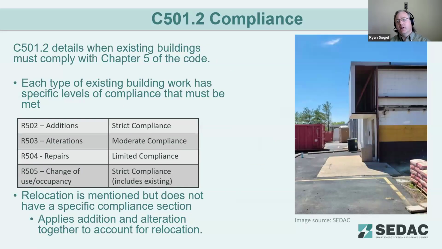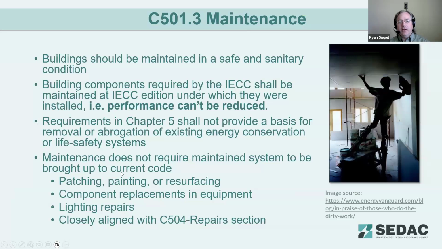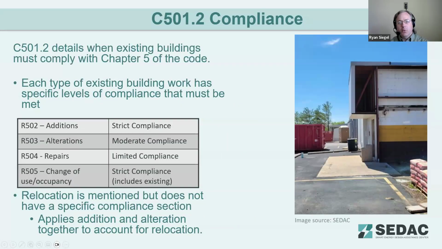So as far as how compliance works with the code, we mentioned the 4 types of work: additions, alterations, repairs, and change of use or occupancy. Additions, here it's noting strict compliance, or direct compliance. So everything that is in the addition needs to comply with the code, similar to new construction. It's perhaps some of the easiest to deal with, other than the transition, where you have the existing touching the addition. Those transitions can get a little tricky for you.